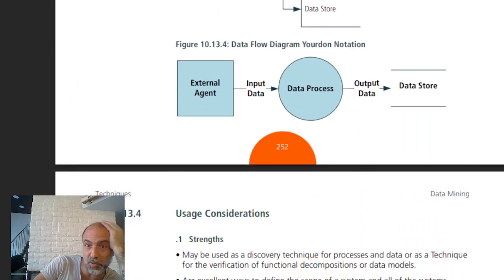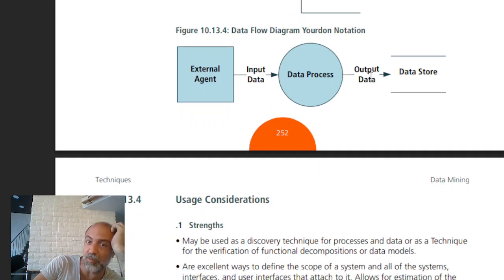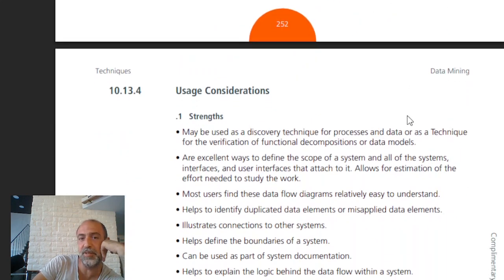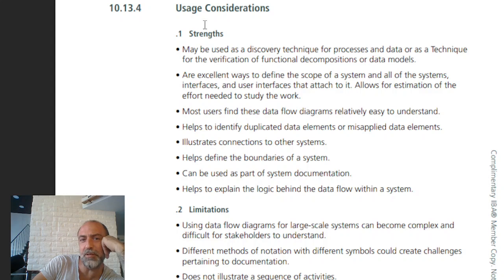Output data, input data. External agent, data process, output data store. Amazing. Usage considerations. What are the strengths?